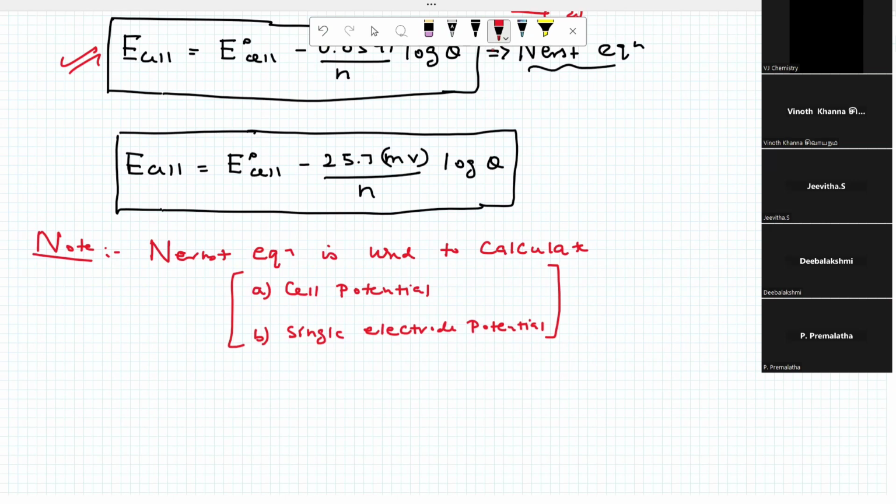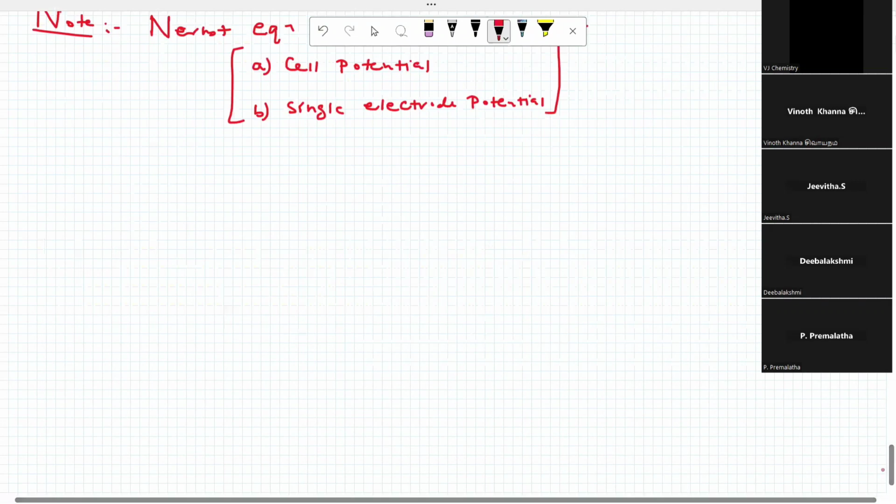We will discuss a few more topics and problems on this equation. First, I am going to discuss single electrode potential, and tomorrow I will discuss cell potential. Now, the first one, oxidation of cell.